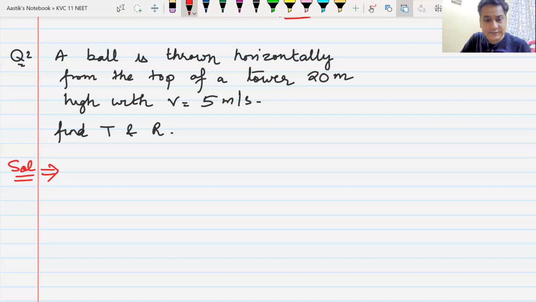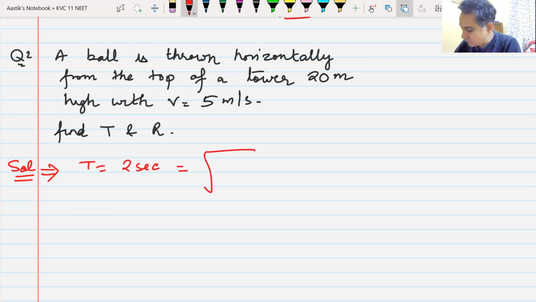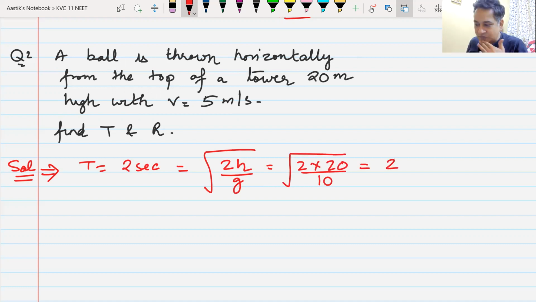So we got the answers, everyone? Yes, sir. T is equal to 2 seconds. How did you get it? It was very simple. It is root over 2h by g. g is to be taken as 10. I did not tell you that, but I hope you understand this. So 2 into 20 divided by 10, root. This is root over 4, and root over 4 is 2.